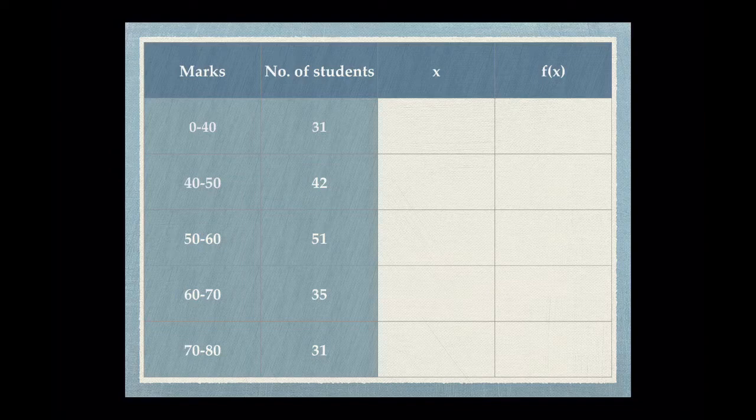Our data, as we know, says that within the marks range of 0 to 40 there are 31 students, which can also be written with x taken as 40. So below 40, there are 31 students. Getting it? In the next stage, I have the marks range as 40 to 50, so my next point for x is 50. The question is, how many students are below 50?